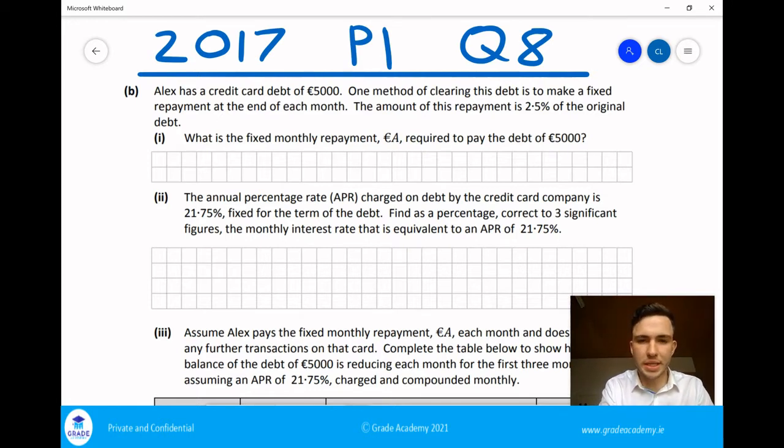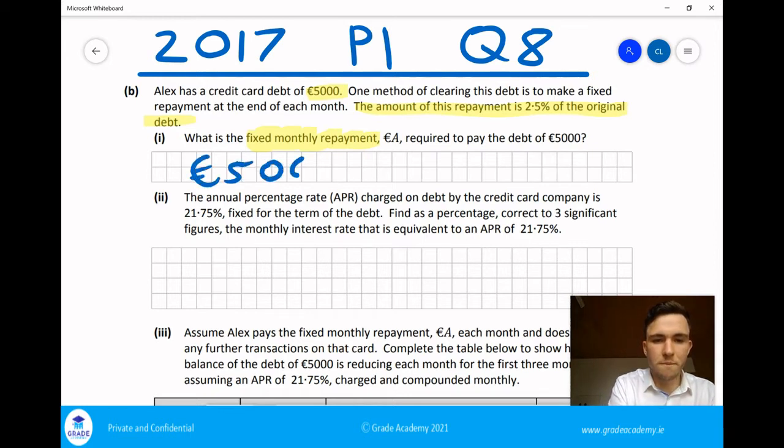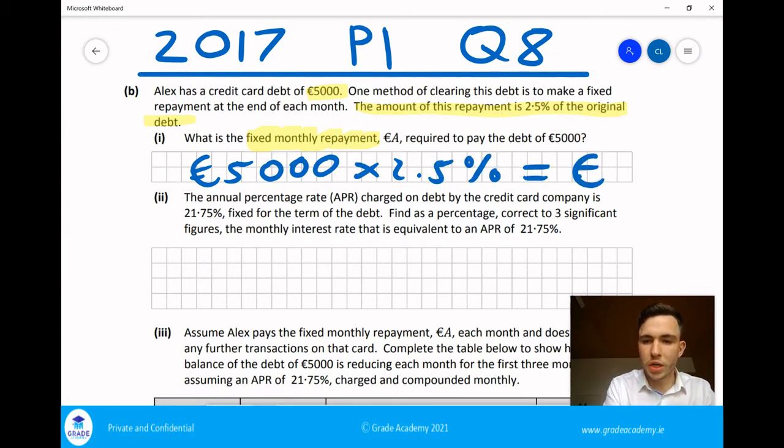So let's have a look and see what it's after saying. The amount of the repayment is 2.5% of the original debt, and the original debt is €5,000. So this fixed monthly repayment is 2.5% of that €5,000. So it's going to be €5,000 multiplied by 2.5%, which is equal to €125. So that's the answer to part I.